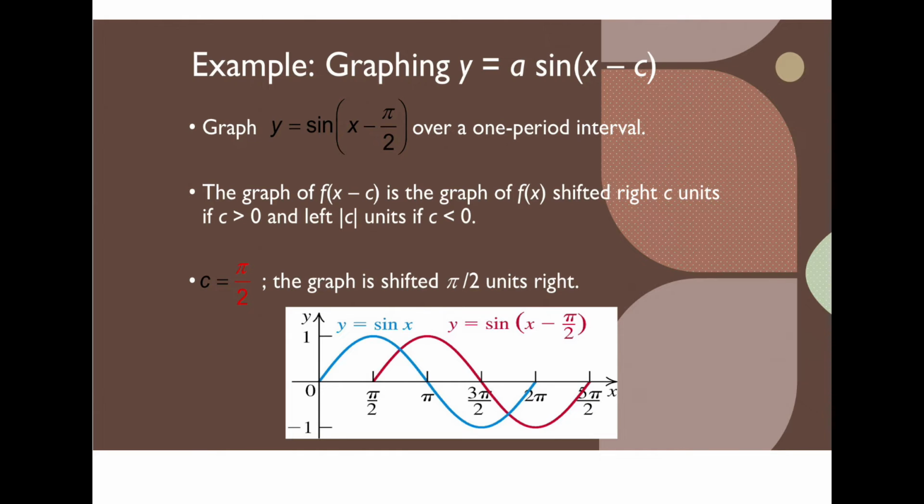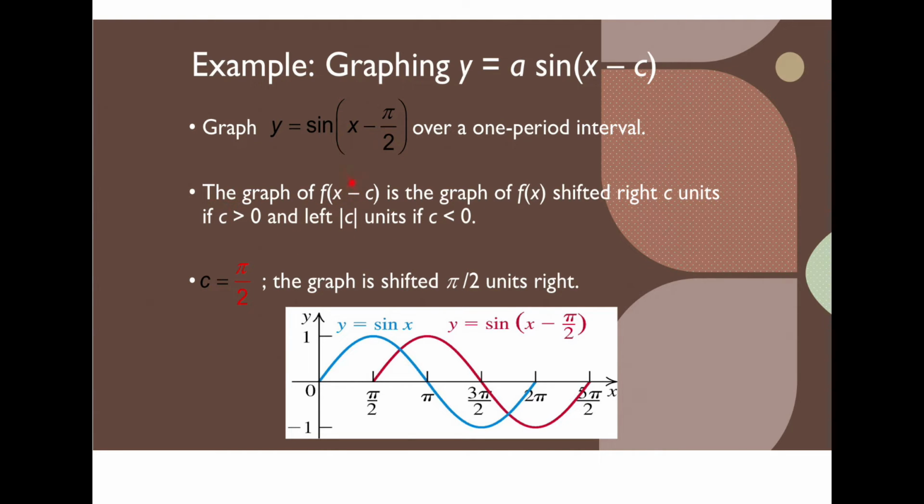Historically, we have seen exactly what happens there. It always shifts my graph horizontally, and it does so with the opposite of what we see. So for example, here we have y equal to the sine of x minus pi over 2 over 1 period interval. And we're going to graph that. Since we're subtracting pi over 2, that actually affects it in the opposite way. It's going to shift it to the right pi over 2 units.